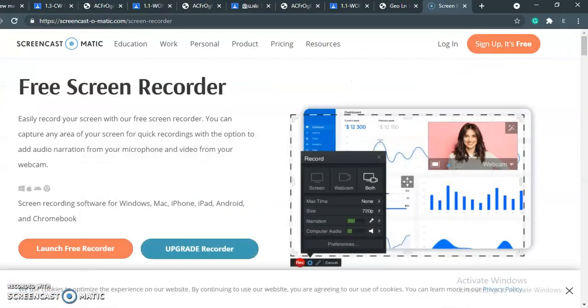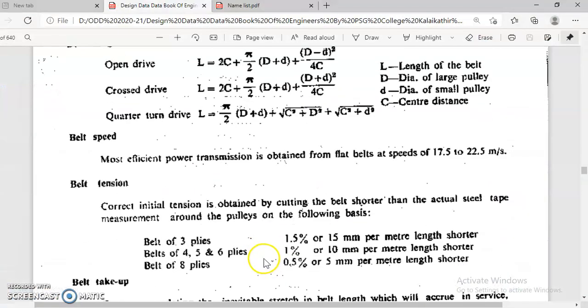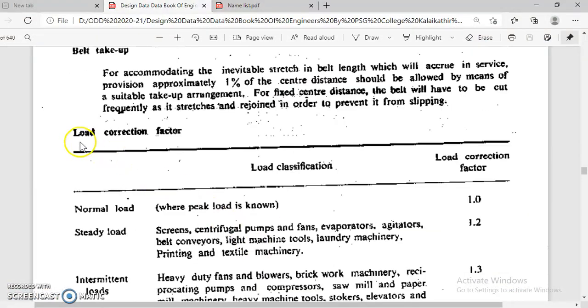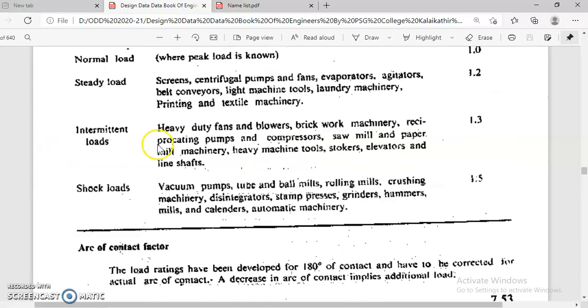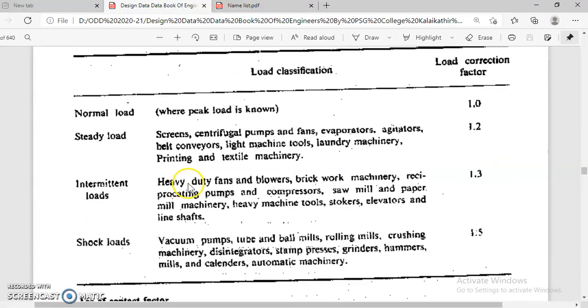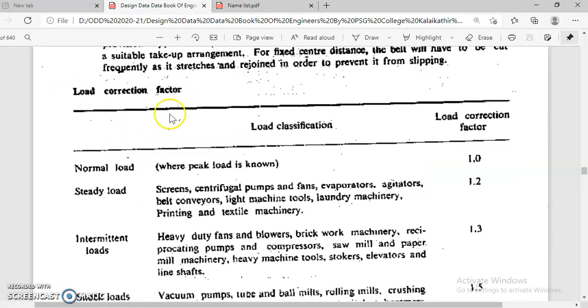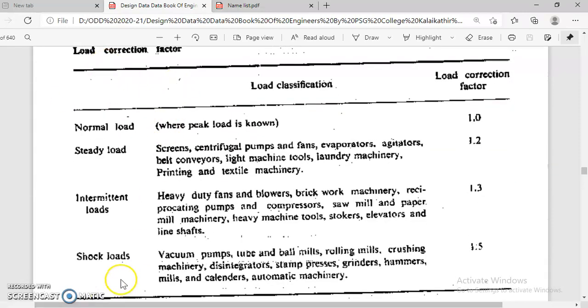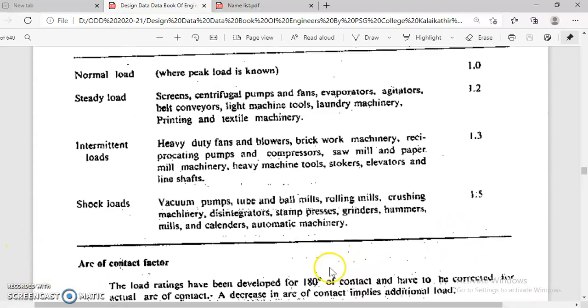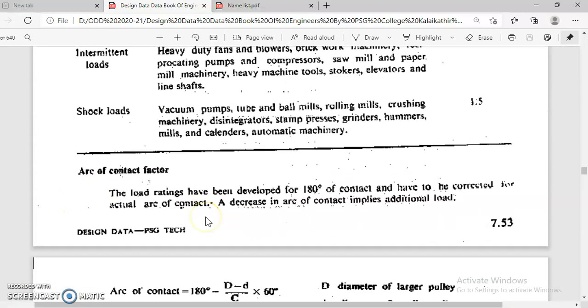The load correction factor is given on page number 7.53. So design power equal to rated power into load correction factor divided by arc of contact factor. Let us calculate the load correction factor. Load correction factor for shock loads, because it is a floor mill application. It is a mill, so it is subjected to shock loads. The load correction factor is 1.5.